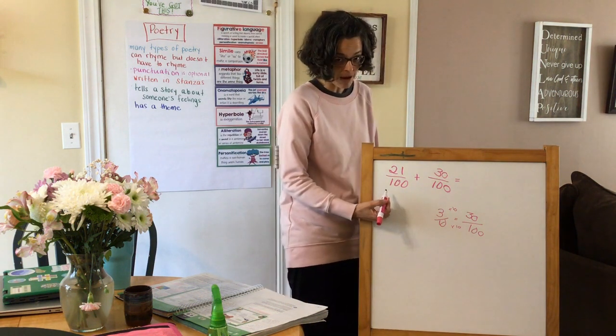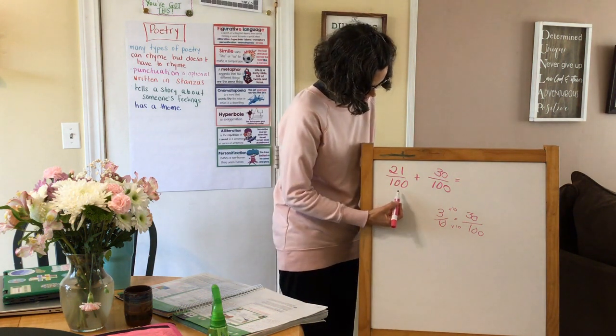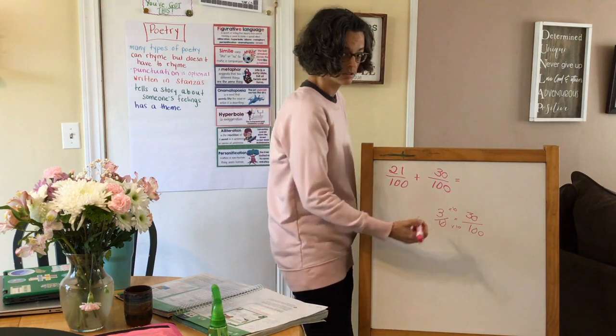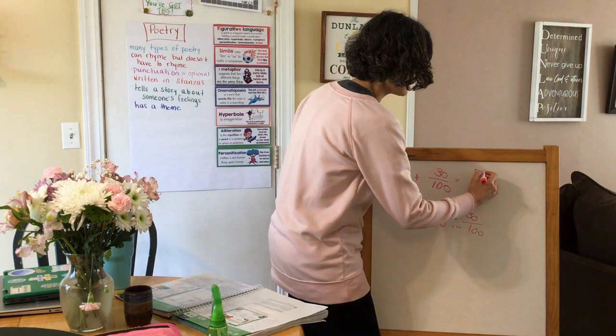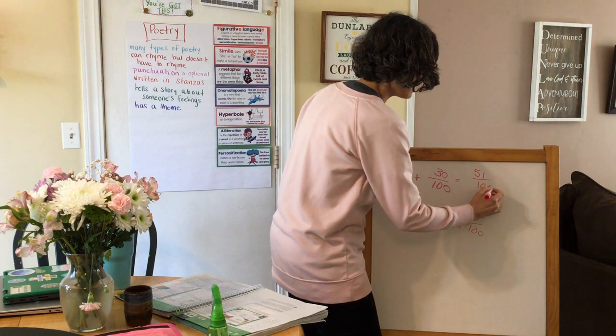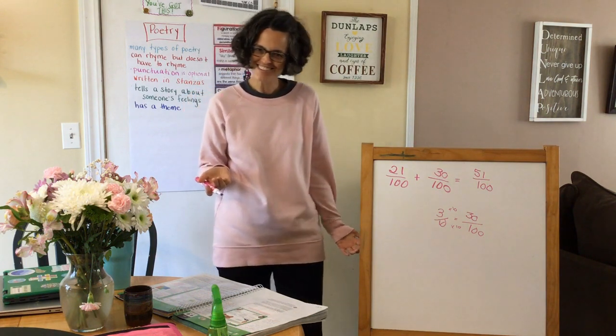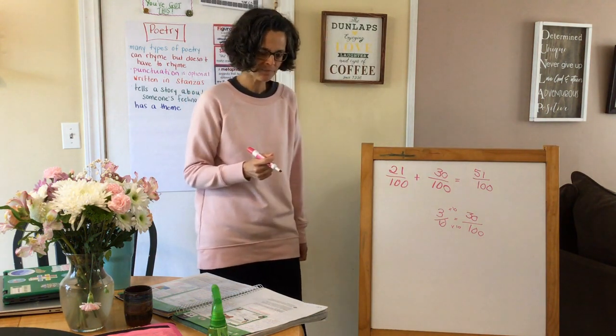But now I can add them up. 21 hundredths plus 30 hundredths equals, you have it? 51 hundredths. Ta-da! You got this. See, we've done this before. Does it look familiar?